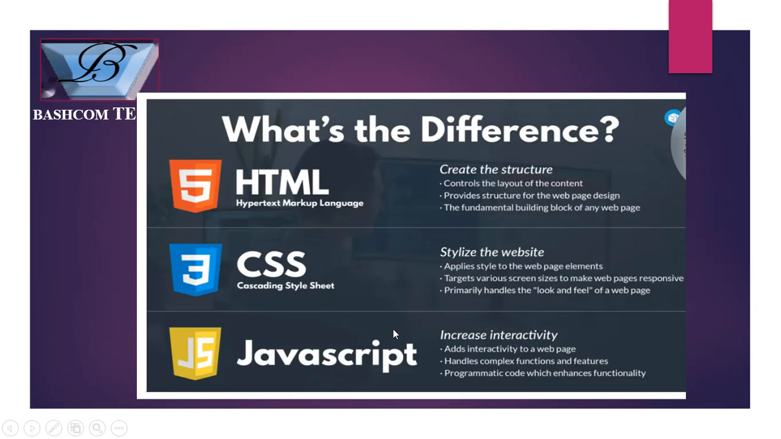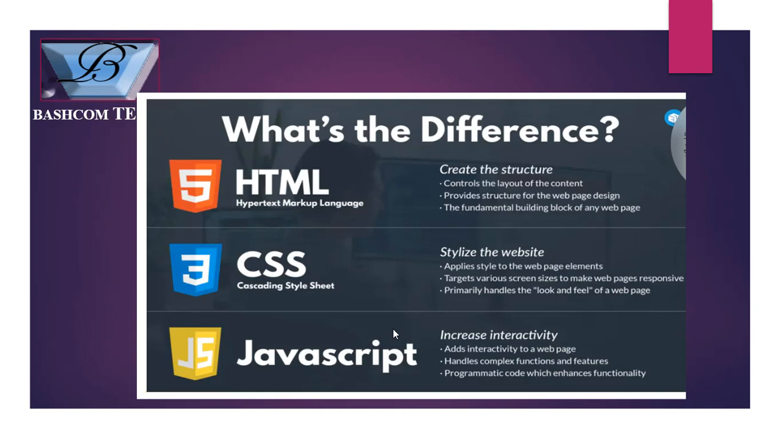HTML is used for controlling the layout of the content of a web page. It provides the structure for the web page design. It also gives you the fundamental building blocks of every web page. Whereas CSS is used for styling the website. It applies the style to the web page. It is used to target various components of each web page, and also provides the primary handles for the look and feel of the web page.